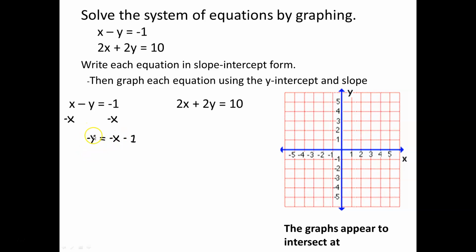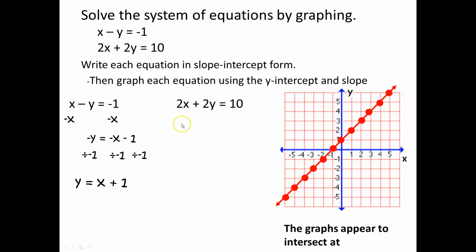Then our y is not all by itself. It's got that negative in front of it, which is the same as -1 times y. So we need to divide everything by -1. And we get y equals x plus 1 because two negatives make a positive. So we start at the 1 on the y-line. And then our slope, once again, is up 1 over 1. So we put all our little dots. And we connect it with a straight line.